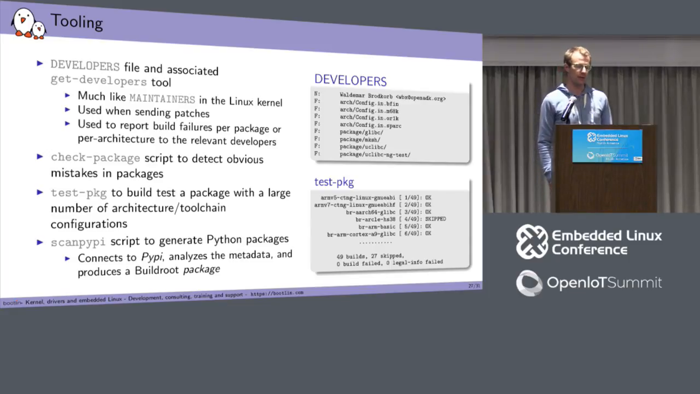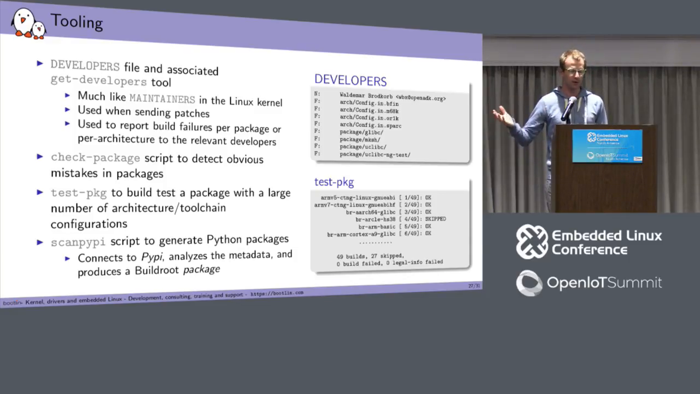It's used, like in the Linux kernel, to send patches. You can look up that file, and we have a small tool that does that for you. You feed it a patch, and it tells you that you should send that patch to this person, that other person, and to the mailing list. But we also use it in conjunction with the autobuilders. Whenever there's a failure for a given package, it looks up that file and says this person is likely to be interested in being notified about failures on that package, and that person will be notified.